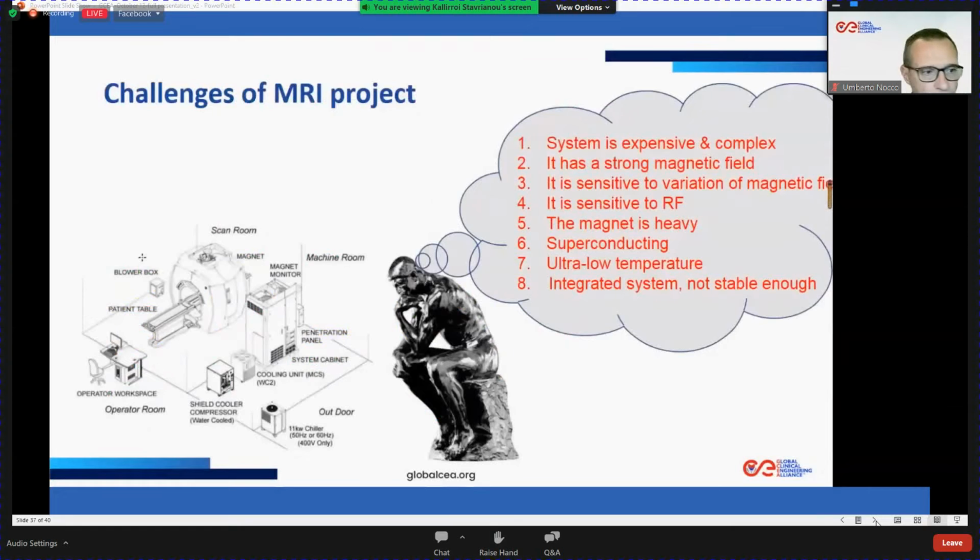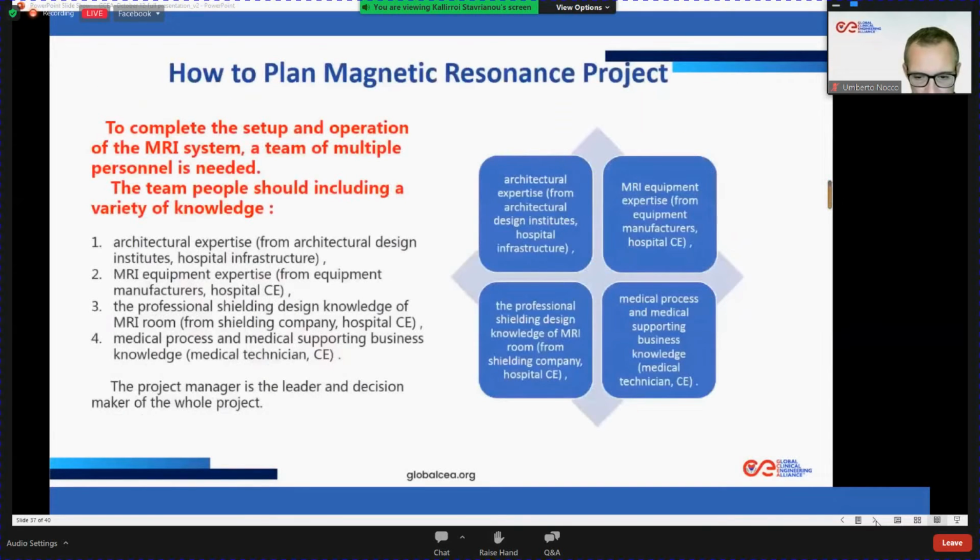What challenges do we face for the MR project? The system is so expensive and complex. It has a strong magnetic field, and it's sensitive to variation of the magnetic field, and sensitive to the RF radio frequency. Also the magnet is so heavy, it's superconducting with ultra low temperature, and it's an integrated system and not stable enough. How to plan a magnetic resonance project?